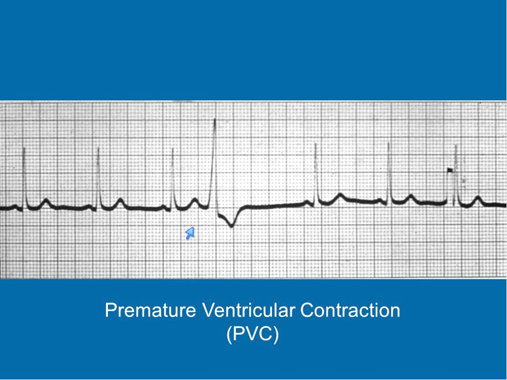All right, this is a PVC. Notice the QRS is widened and the T wave is upside down compared to this beat, which has a P, QRS, T. There's no P wave associated with the PVC because this beat originated in the ventricle. So you have a QRS, and then the repolarization is also taking a different pathway.